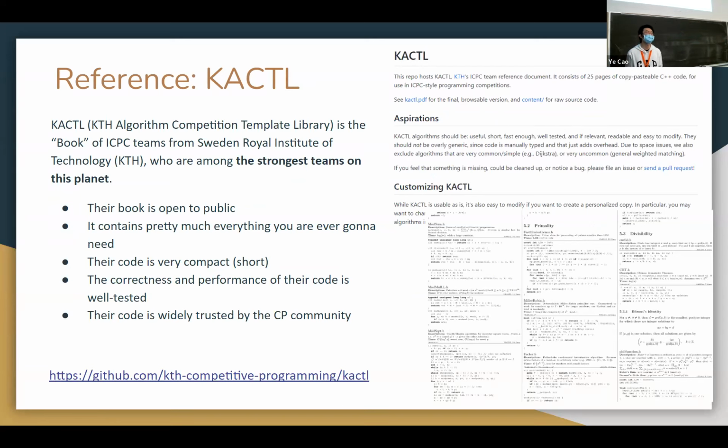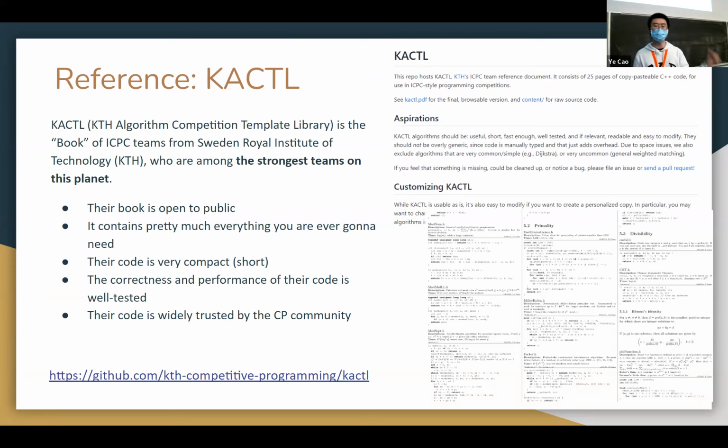I want to talk about KACTL. It is a great reference. So KACTL stands for KTH Algorithm Competition Template Library. It's basically the book of the ICPC team from the Sweden Royal Institute of Technology, shorthanded KTH, and they are one of the strongest ICPC teams on this entire planet. So the long story short, they are someone you can trust.